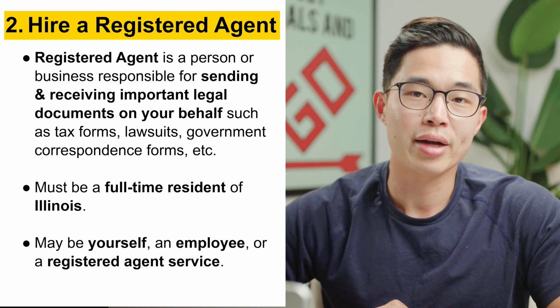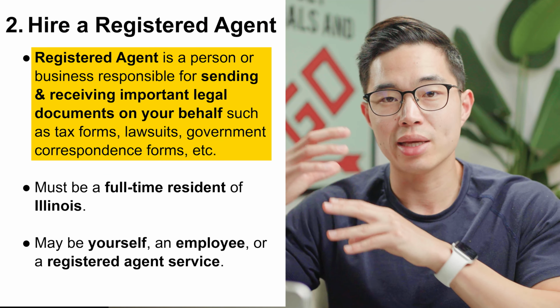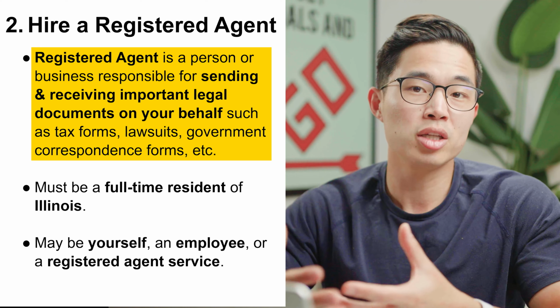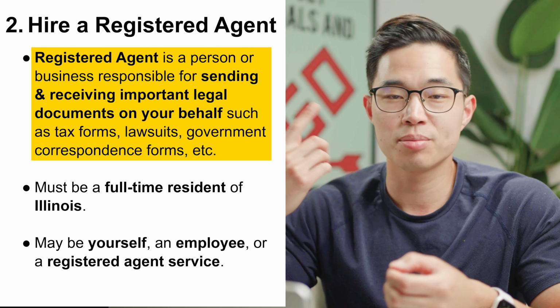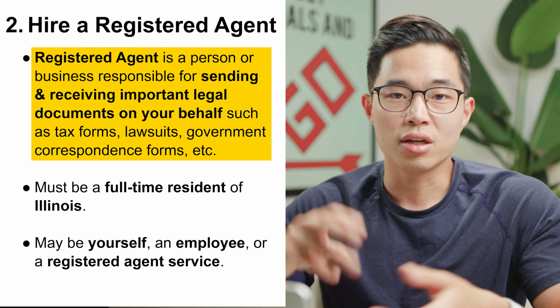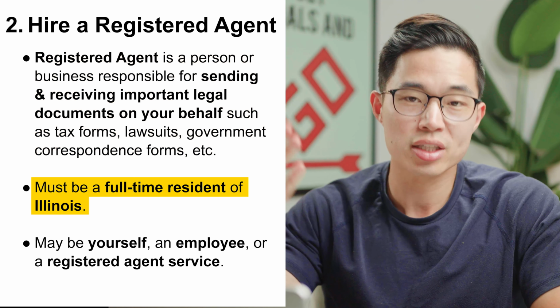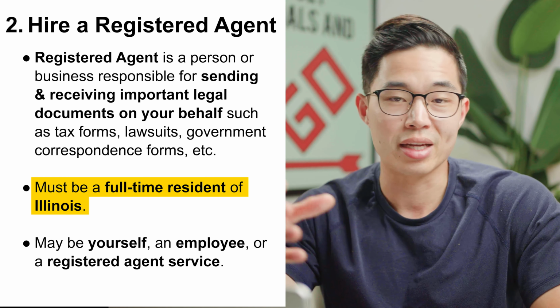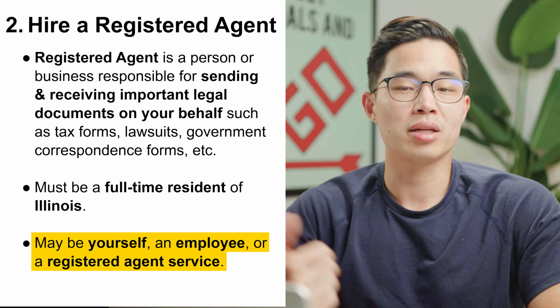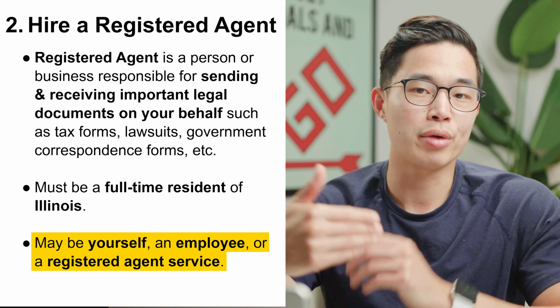Step number 2 is to hire a registered agent. So this is basically a person or a business that's responsible for sending and receiving important legal documents on your behalf. So this can be things like tax forms, lawsuits, government correspondence forms, and more. This person or business must be a full-time resident or business in Illinois. And yes, it can be yourself, it can be an employee, or it could be a registered agent service.